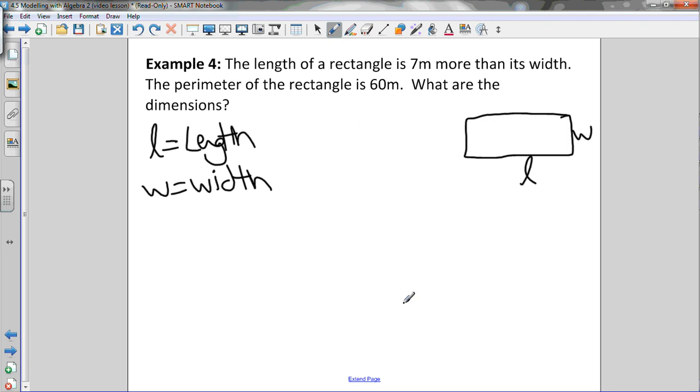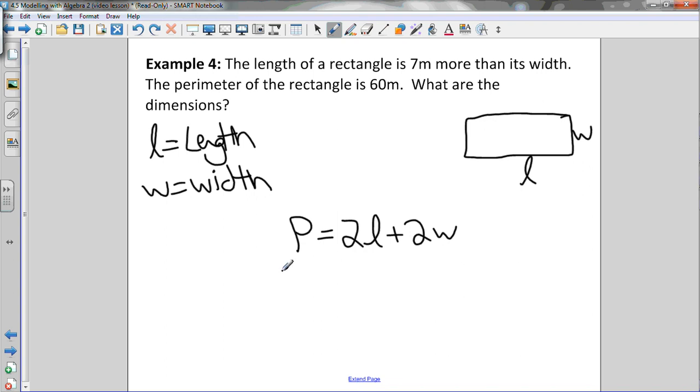Let's remember, what's the formula for the perimeter of a rectangle? Well, the sum of the sides on the outside of an object is the perimeter. So I need to add up the sides here. I have a length here, a length there, so I have two lengths. And I have a width here, two widths. So the perimeter is equal to 2 times the length plus 2 times the width.